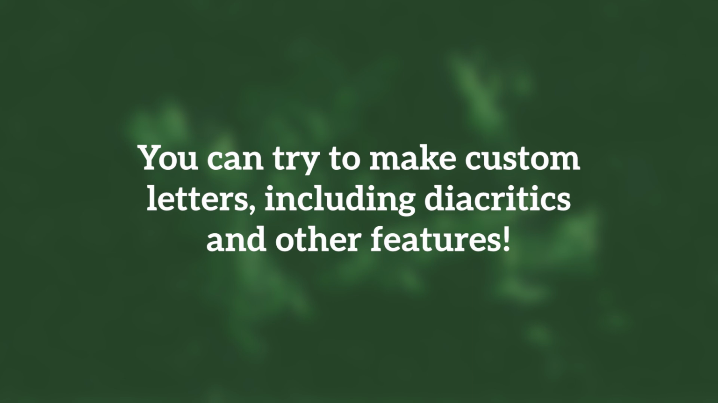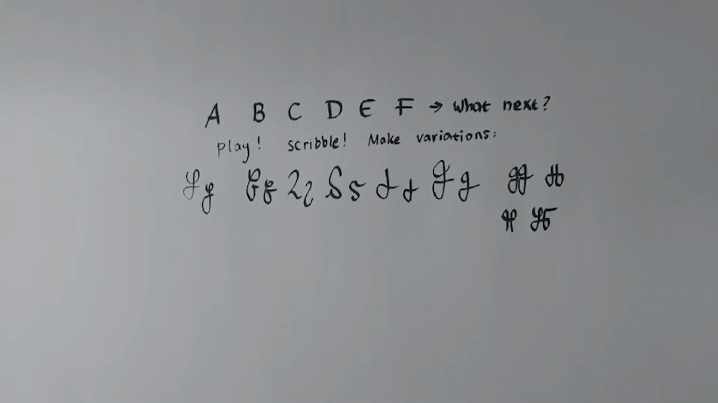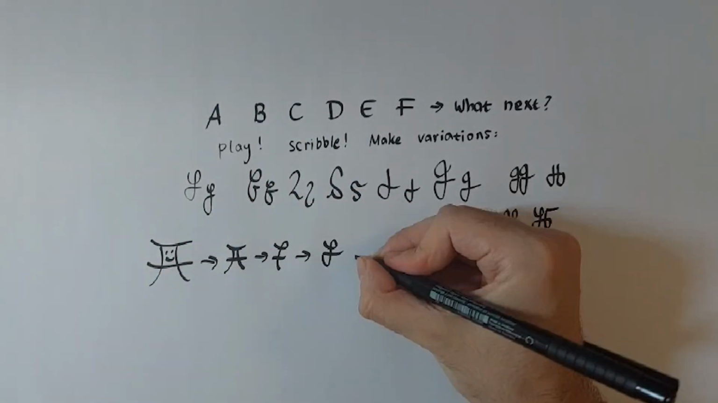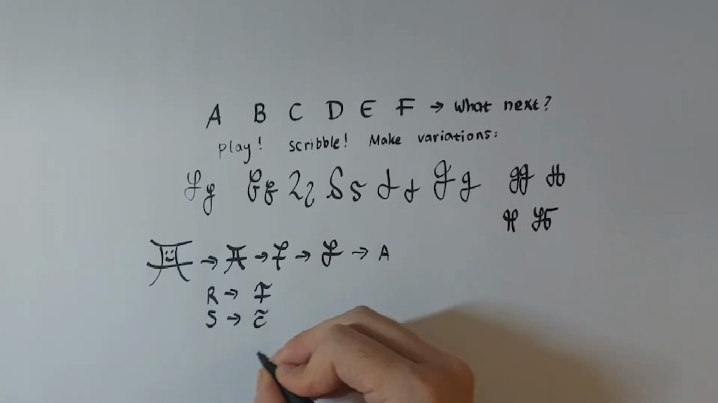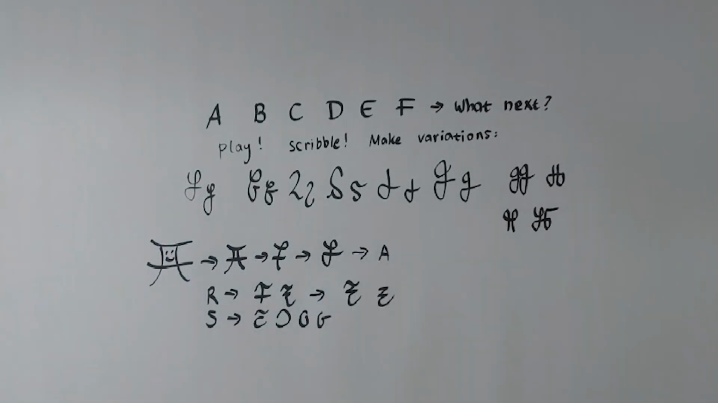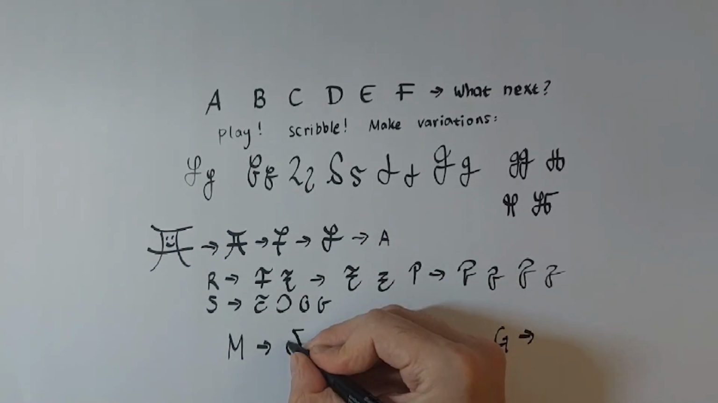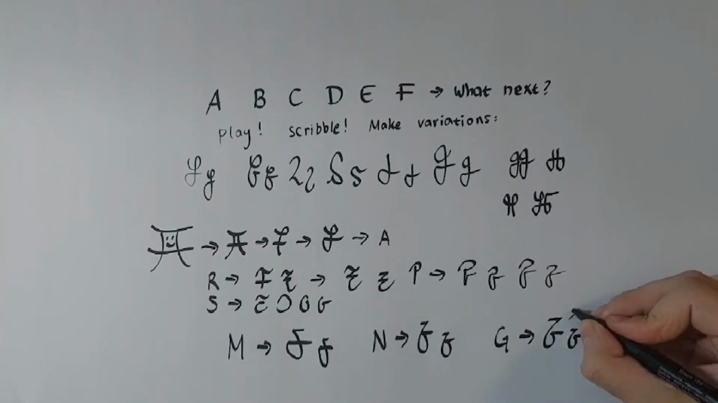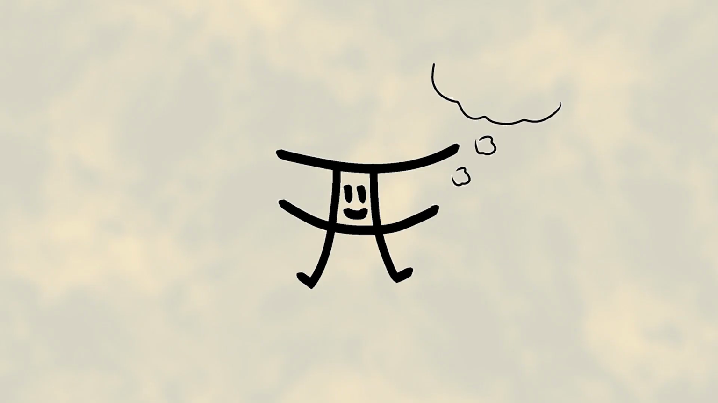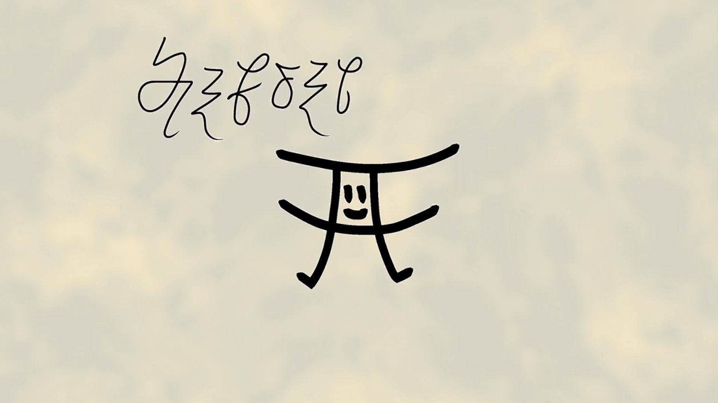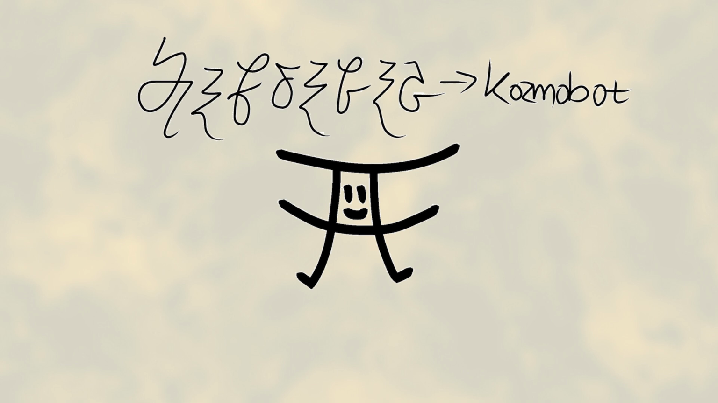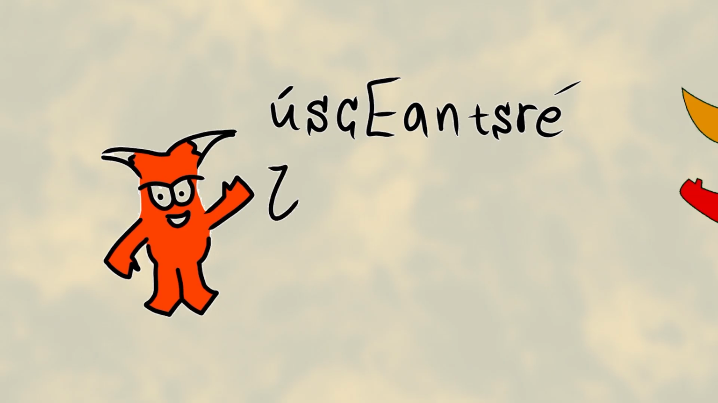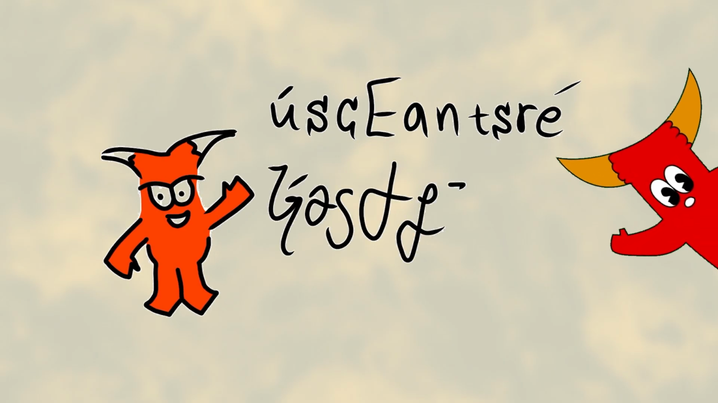You can try to make custom letters, diacritics, or anything you want. You can also play with the letters and make digraphs or convert double or triple vowels into one character. This will turn your script into a syllabary for your language. You can now test the script with any word you want. I will pick the word for my website, Cosmobot, or a character name, for example. The script looks very creative.